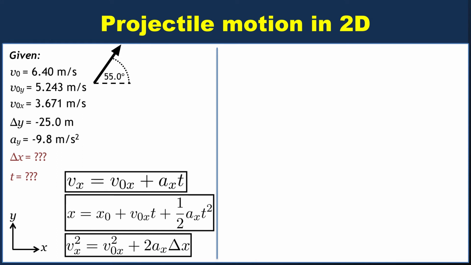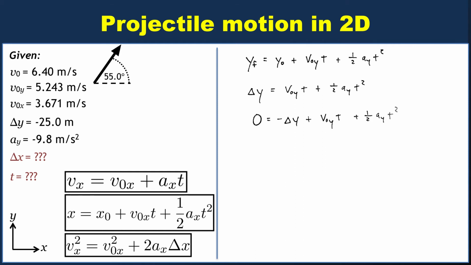Now I'm going to write it over here on the right in terms of y instead of x. So the final y position should be the initial y position plus the initial y velocity times time plus 1/2 times the y acceleration times time squared. Okay, first let's just rearrange that to have the y displacement by subtracting y0 from both sides. So we do that. Now I'm actually going to bring the y displacement over to the right-hand side. That may seem strange, you'll see why in a minute.